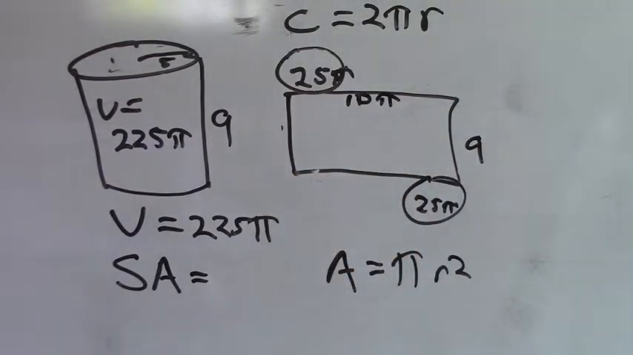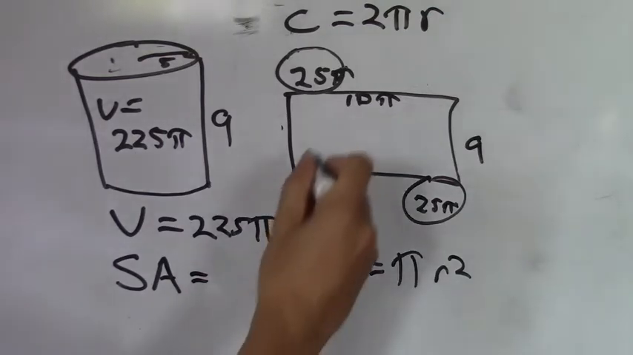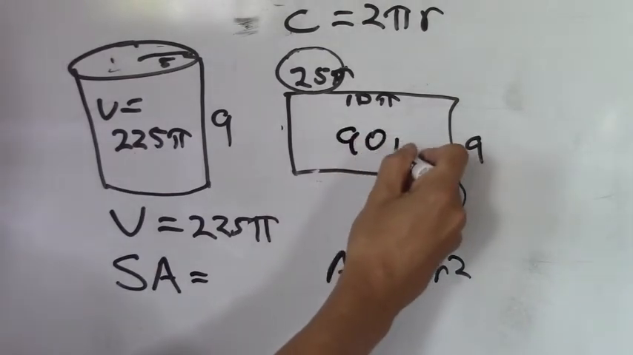Oh, if the length is 10 pi and the height is 9, what's the area? 90. Why are you asking it like a question? What's the area? 90. 90 what? 90 pi. There you go. Say what you mean, what you say.